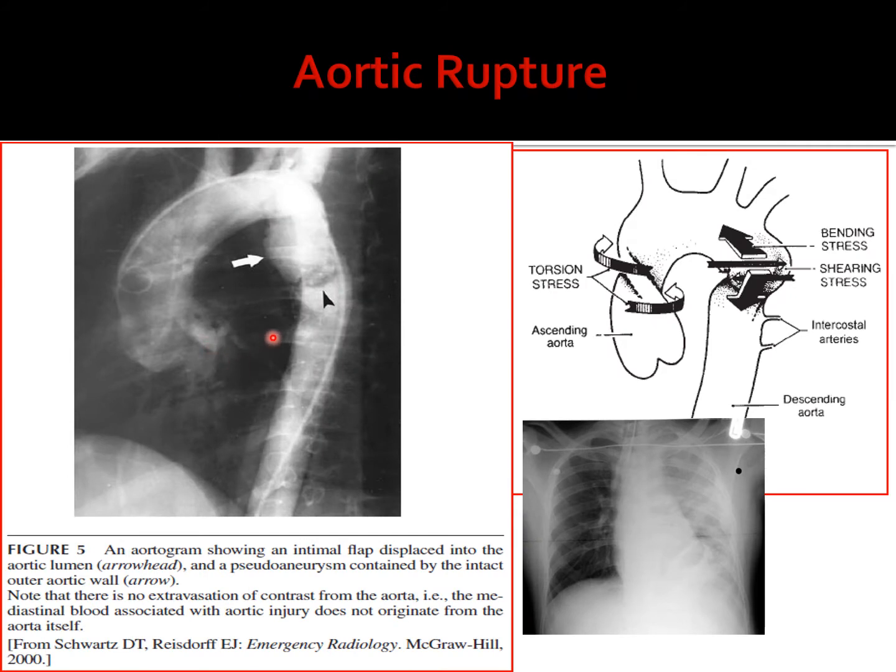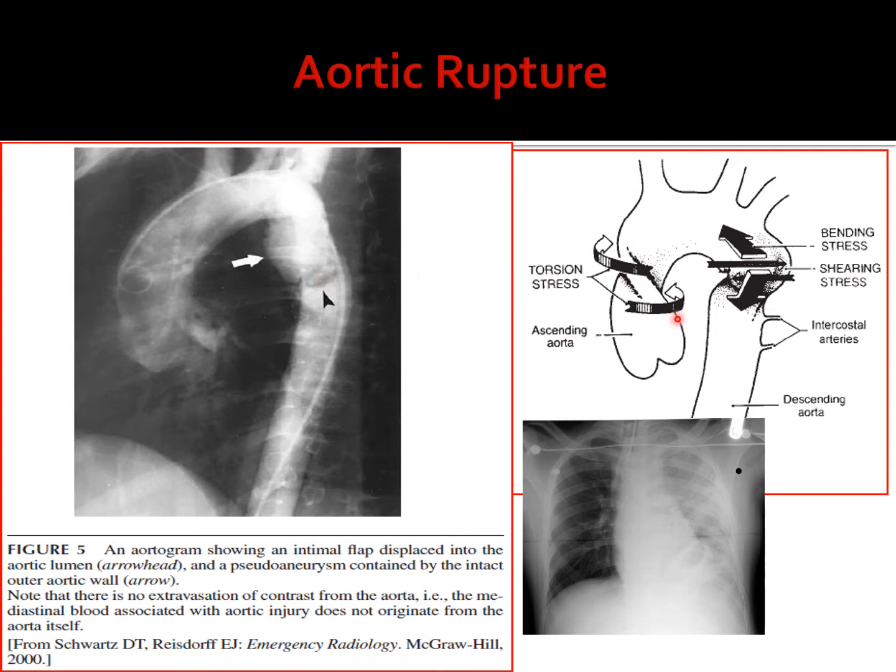This is an angiogram of a patient with an aortic rupture, and you can see the aortic rupture is beyond the left subclavian artery. And you can see here, this is the aortic aneurysm, and this is the aortic flap.